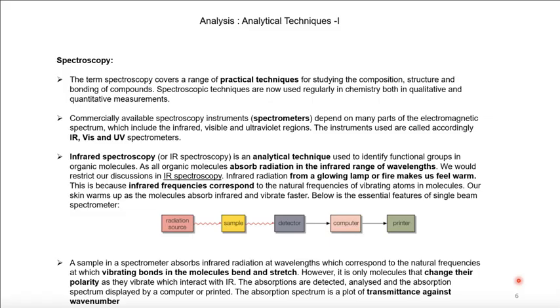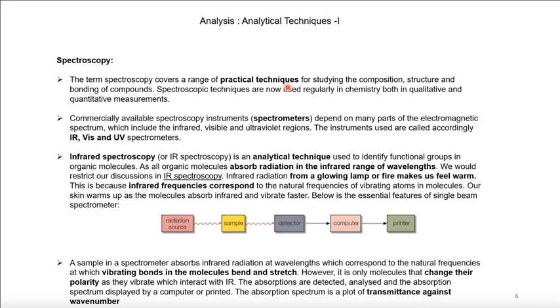Now we say that we need to go for other instrumental techniques to confirm this, and often we use IR spectrometry. And what is IR spectrometry, and what is spectroscopy? Spectroscopies are practical techniques. What for? Because we can study the composition, structure, and bonding in compounds. This is regularly used by chemists in qualitative and quantitative measurements.